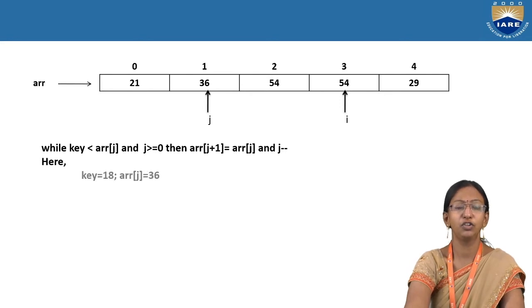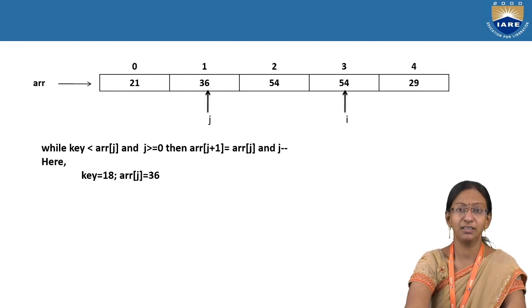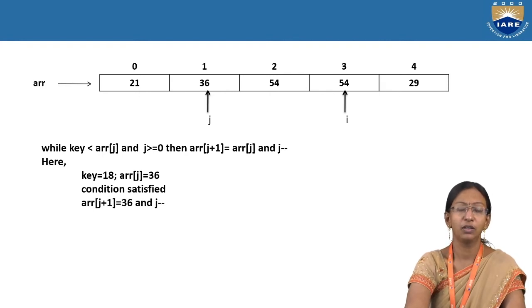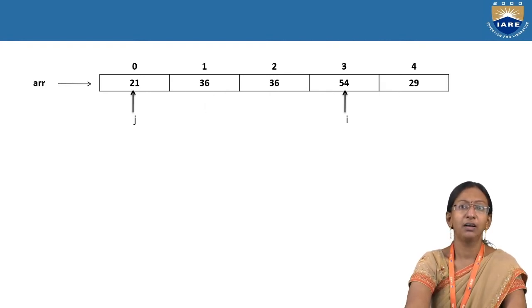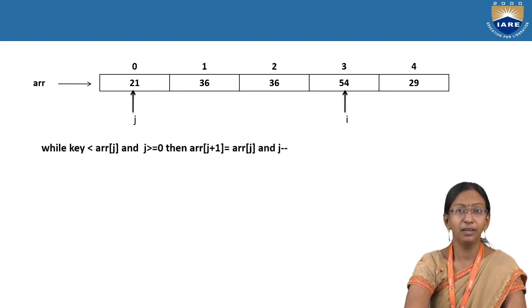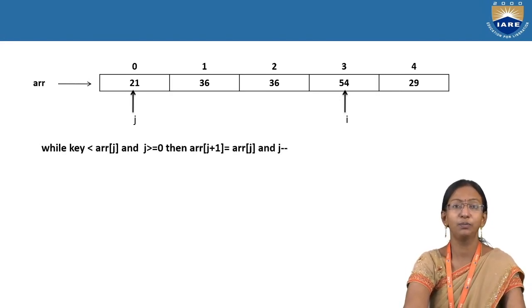Comparison between key value, which is 18, and the element pointed by J, which is 36. Is 18 less than 36? Condition satisfied. Now place the value pointed by J, which is 36, in J plus 1 position and decrement J, which results in index 2, 36 being placed and J gets decremented and it is holding an index value 0, right? So as the while loop didn't break yet, we are still in the while loop. Let's go for the comparison.